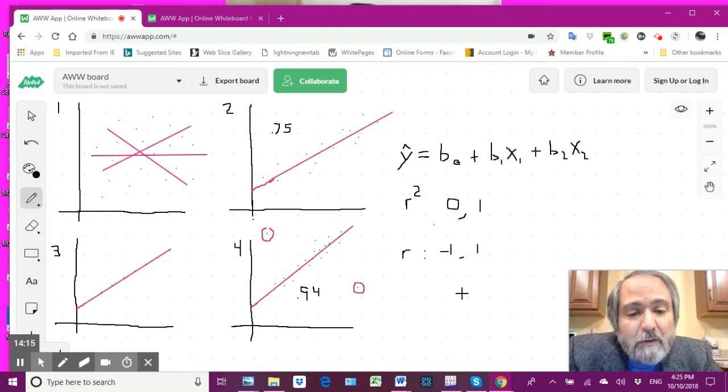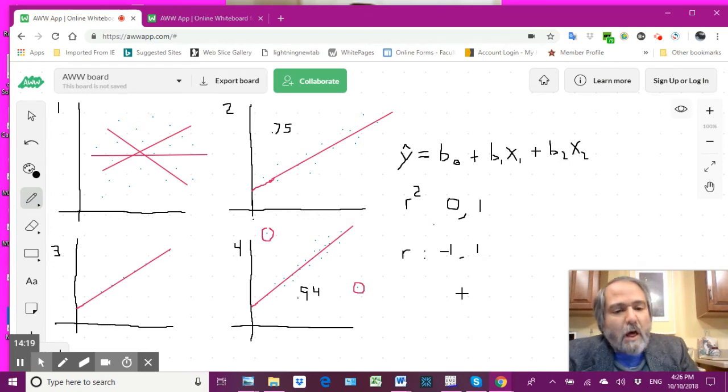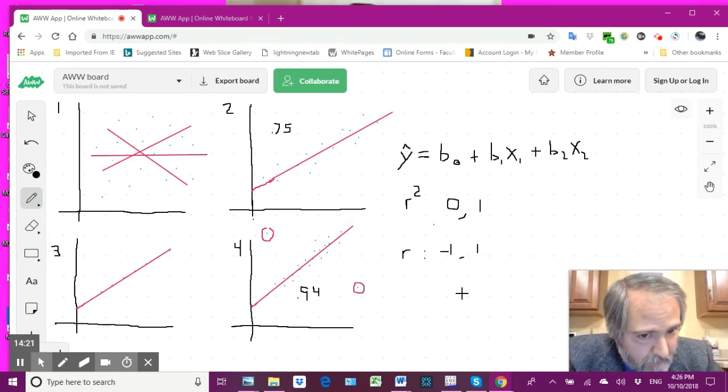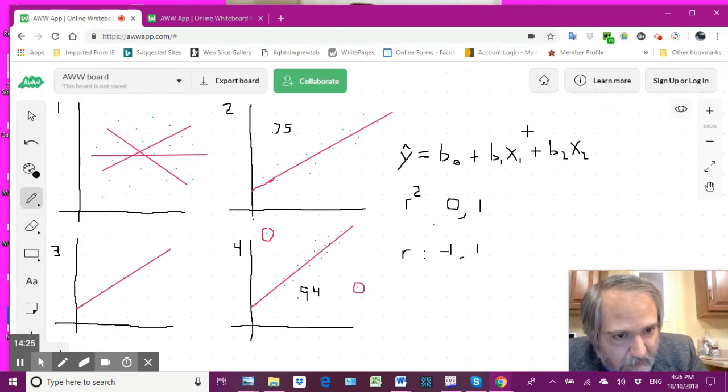What R itself shows you, that value, it shows the correlation between the variables. So let's just, again, keep it simple, and let's just say I am just considering this model alone, just the one variable.